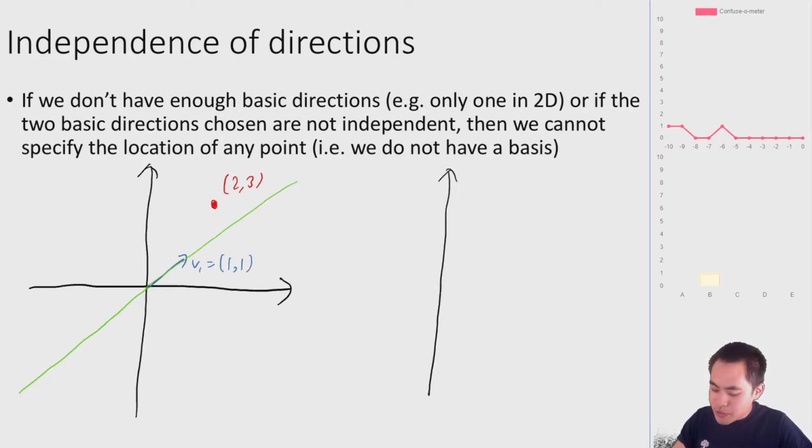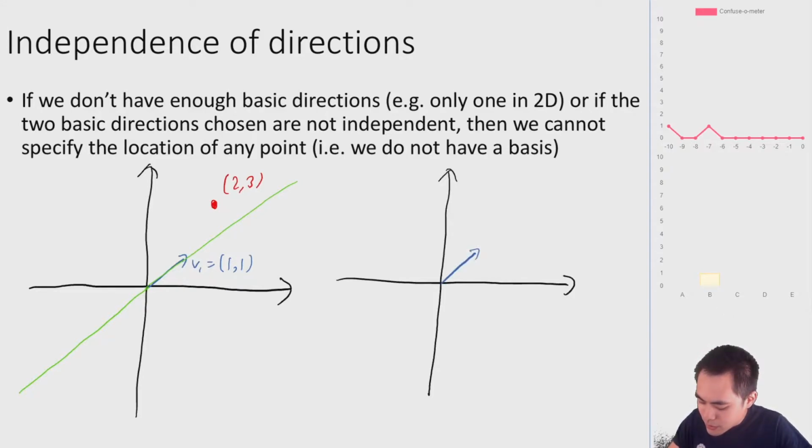Now, you end up with the same problem even if you have 2 directions if they're not independent. So for example, if you have 1 direction where v1 is equal to 1, 1, and then you try doing, let me put this in a different color, let's do this in orange, and let's say you had v2 is equal to 2, 2.